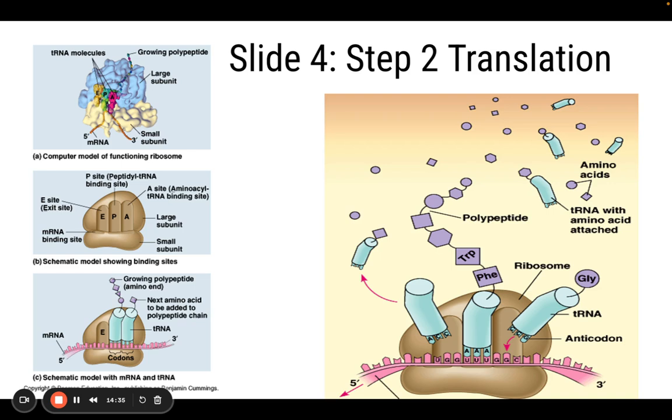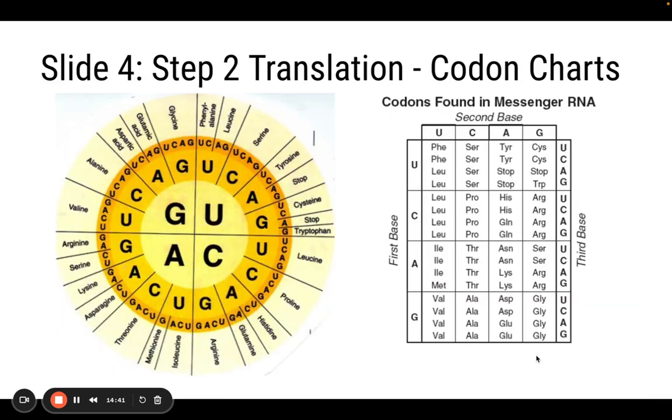So let's say that we're going back to this example here. I'm looking at GGC. So G is my first base, G is my second base, and C is my third. So I go to the middle, go G, G, C. So that codes for glycine, GLY. You can see that some amino acids will have multiple codons that code for them. Like in this case, there's multiple codons that would give you glycine.